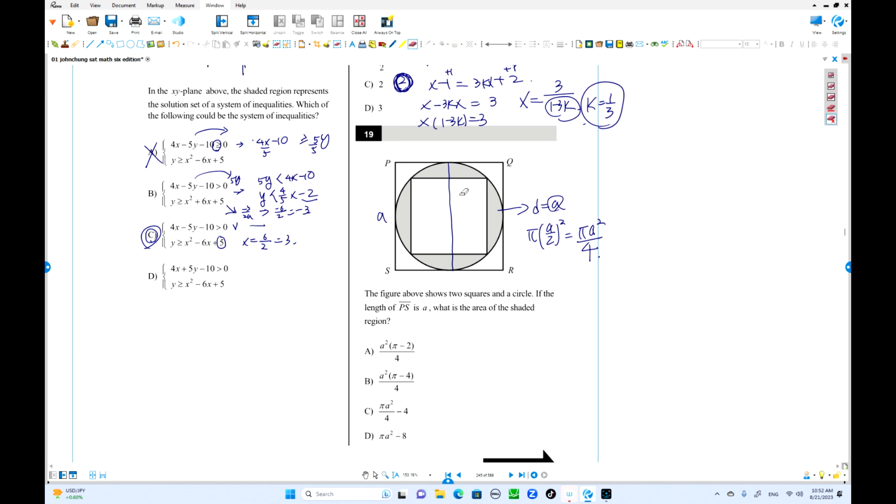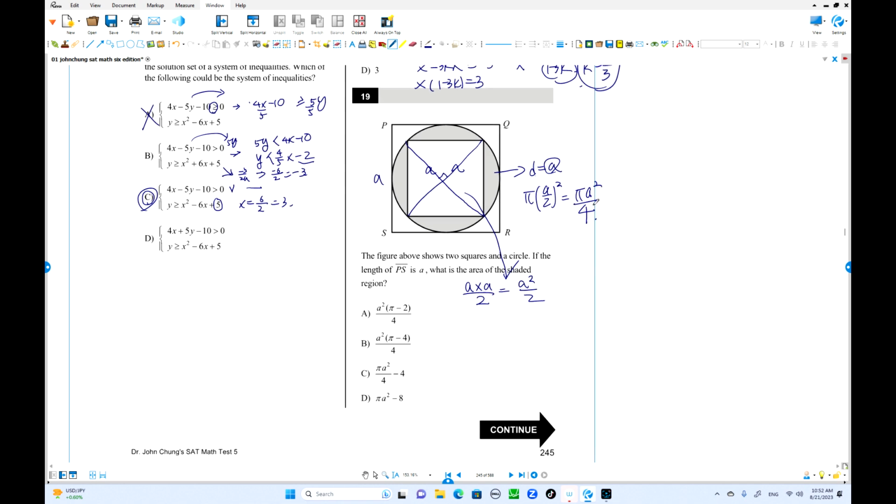What is the area of this inside square? This diagonal is also A, and this is also A, right? They are perpendicular. The area of this square is what? Diagonal times diagonal divided by 2, so A times A divided by 2. So A squared over 2 is the area of this small square.